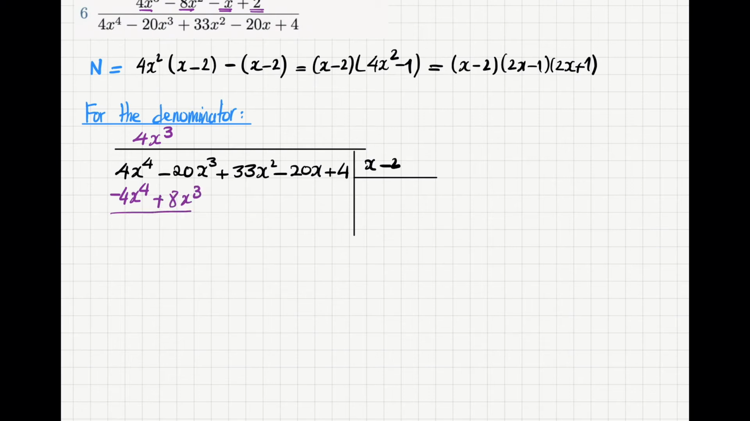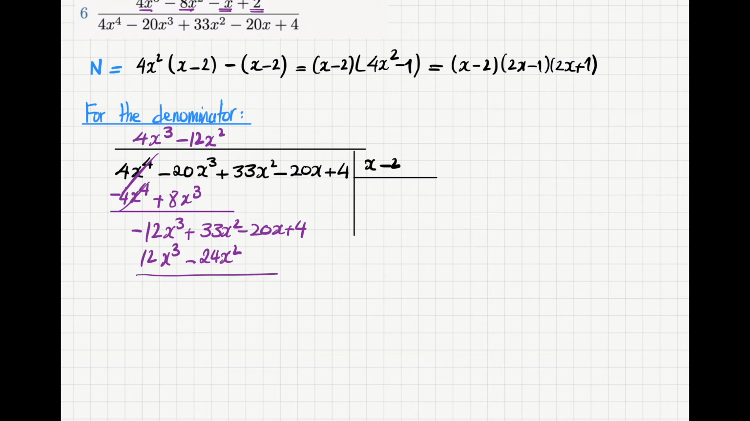Yes, and then what I do, I add them. This one and that one are gone, so I will get minus 12x to the 3, and then I will bring the other terms down. Yes, and then I will continue the process. So the next one would be minus 12x squared. So it becomes positive 12x to the 3, and then it becomes minus 24x squared.